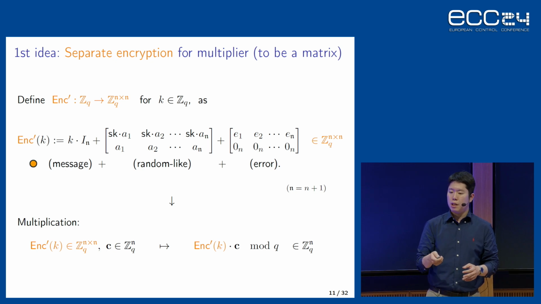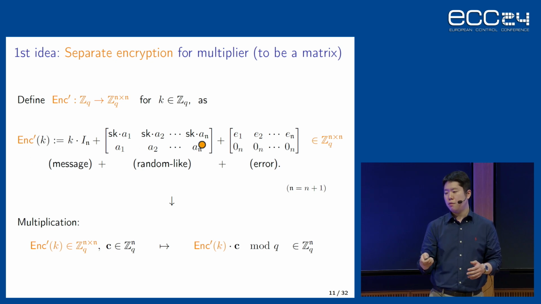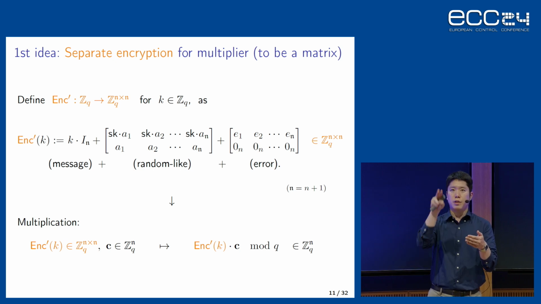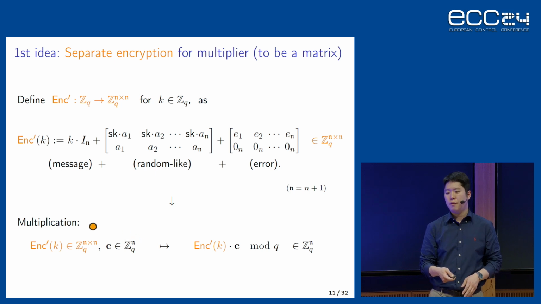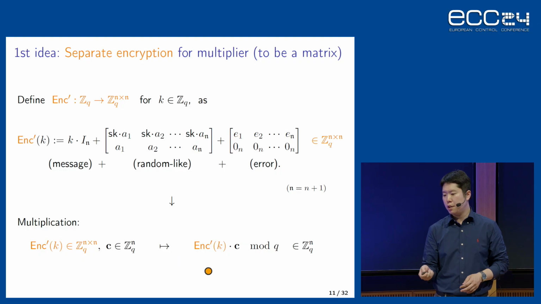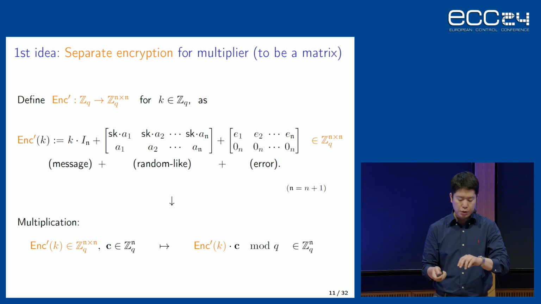Then, given a scalar message, after the encryption, we have the n by n matrix, which can be multiplied with a vector of LWE-type ciphertext. Indeed, this was C1 in the previous slide, and this is C2 in the previous slide. Now we have one of them kept as a square matrix. We can multiply with each of them. Then, after the multiplication, we obtain an n-dimensional vector, which is in the form of the LWE-type encryption.